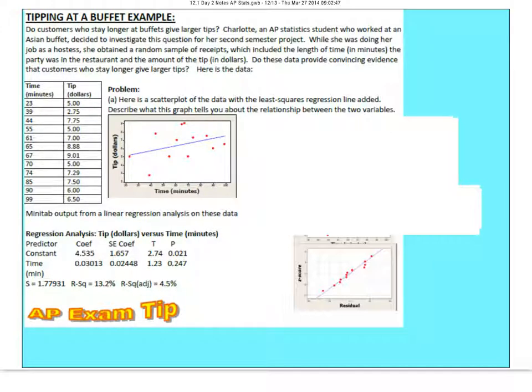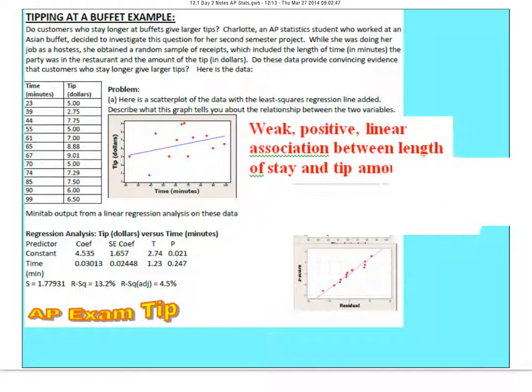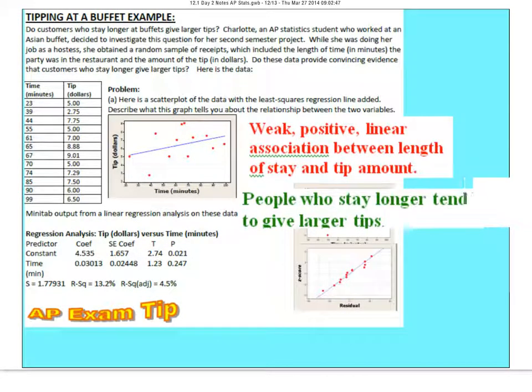Remember, that just means DOFs. So in terms of DOFs, we could say that this is a weak positive linear association between the length of stay and the amount of tip. What might that tell us about the relationship? Well, it might tell us that people who stay longer tend to give larger tips. We could do a further analysis into this if we wanted to know more.